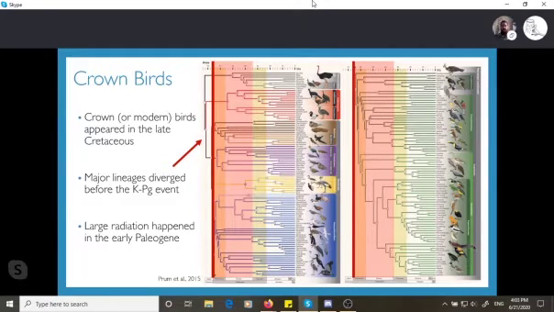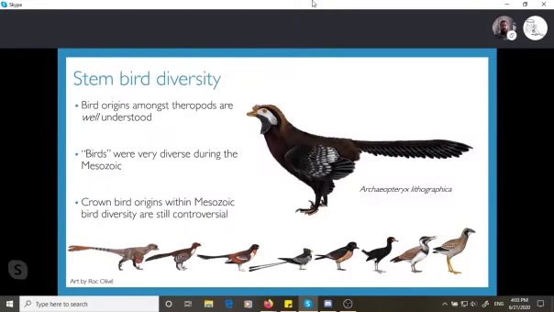So once we know what crown birds are, we don't really have a good idea of how they relate to Mesozoic bird diversity. We have a relatively good idea of how we go from theropod carnivorous dinosaurs like dromaeosaurs and the like to more bird-like animals like Archaeopteryx or Confuciusornis, but we lack a good idea of how we go from the large diversity of Mesozoic birds into modern life forms.